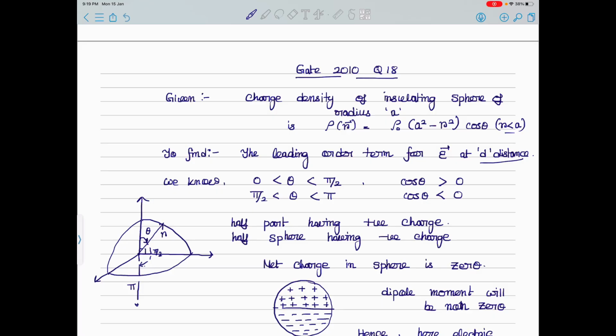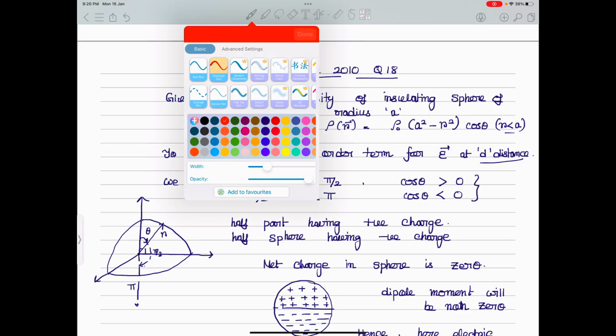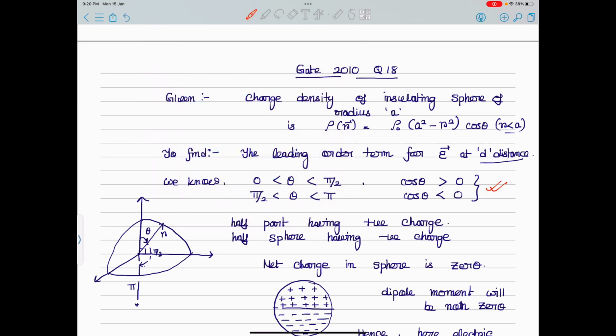Now we already know that if theta lies between 0 to pi by 2, then cos theta is greater than 0, because cos 0 is 1 and cos pi by 2 is 0. So between 1 and 0 the value varies, whereas from pi by 2 to pi it varies in the negative sense, that is 0 to minus 1, because cos pi is minus 1. This is an important point.